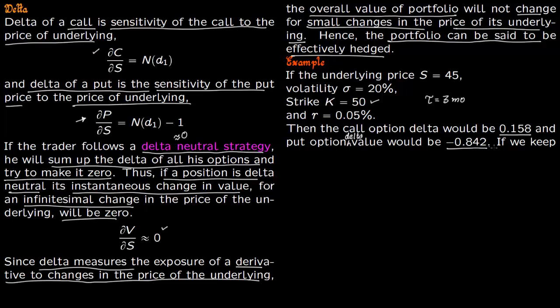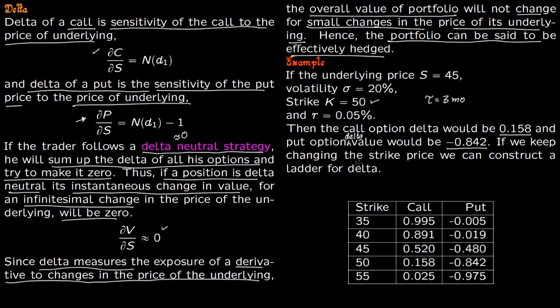So now you can keep changing the strike price and you can construct a ladder for delta. So you keep changing the strike price, you will get different deltas for call and different delta for put. So call delta would be 0.995, put delta would be minus 0.005 for a strike price of 35. So what we have done is we have kept this constant, this constant, this constant, and this constant. We are just changing the strike price here, and we are getting different values for delta of call and put.